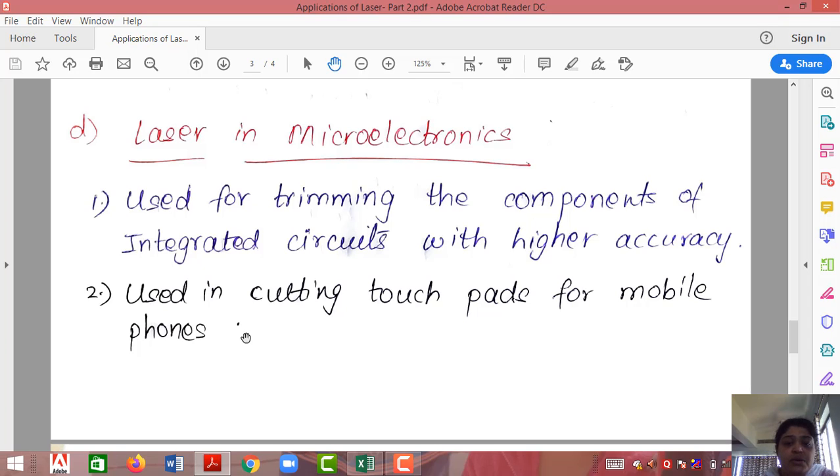It is also used to cut the touchpads for mobile phones. The touchpads for mobile phones are brittle.